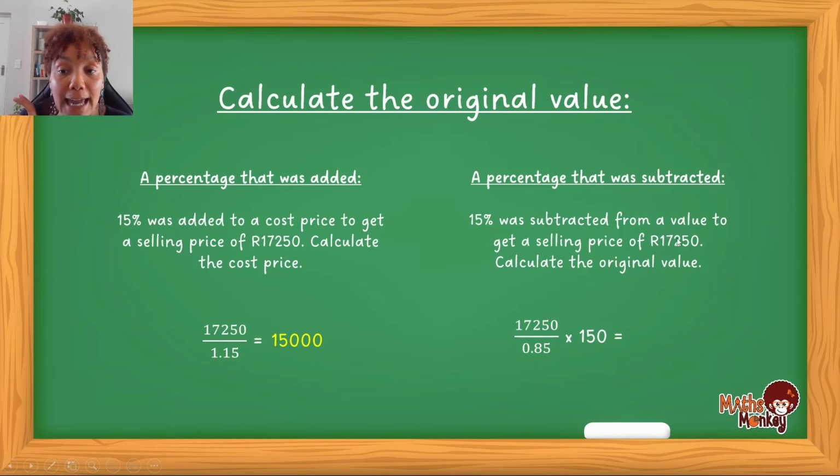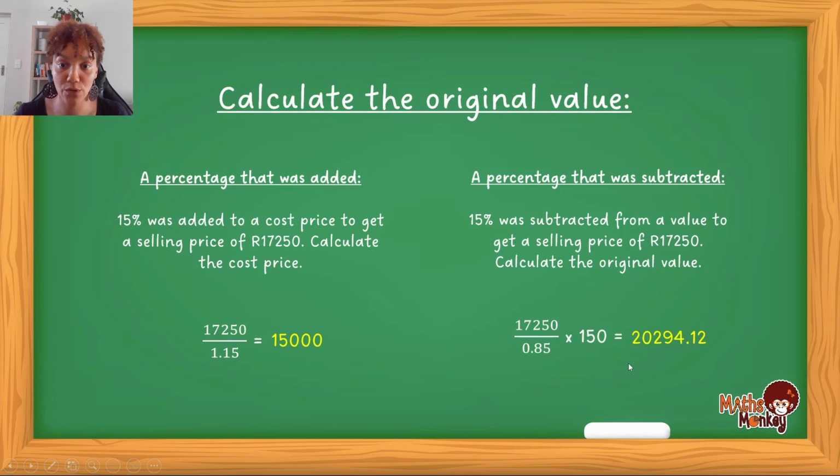So I'm taking again my end value. Notice in both of these situations, the end value is always the numerator. Then the denominator is what this end value actually represents. In the first example, it represented the 100% plus the 15%, which gave me 1.15. And in this example, it represented the 100% minus the 15%, and that will give you 0.85. Okay, and this should not be multiplied by 150.